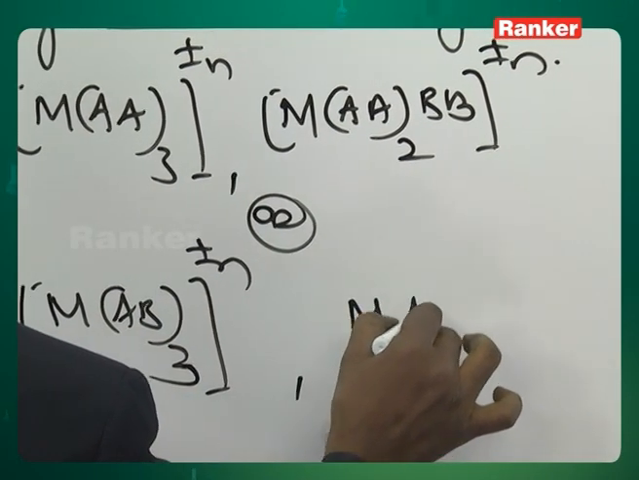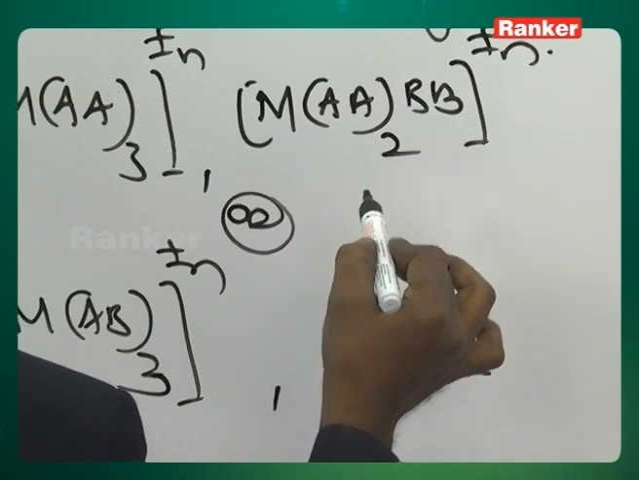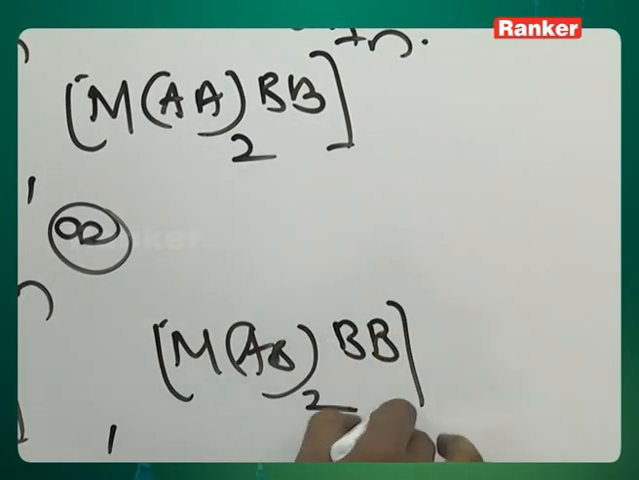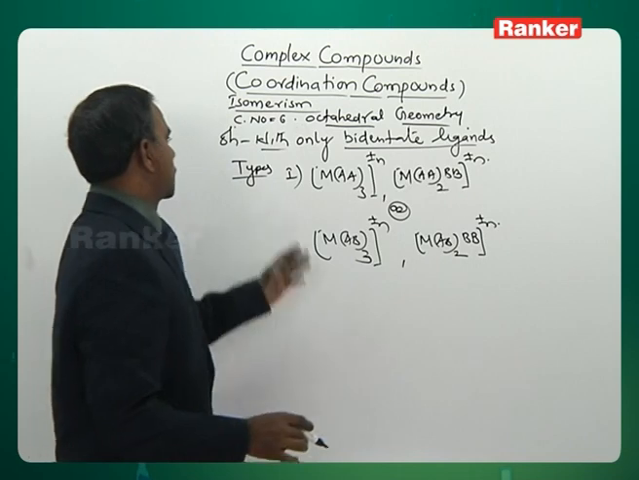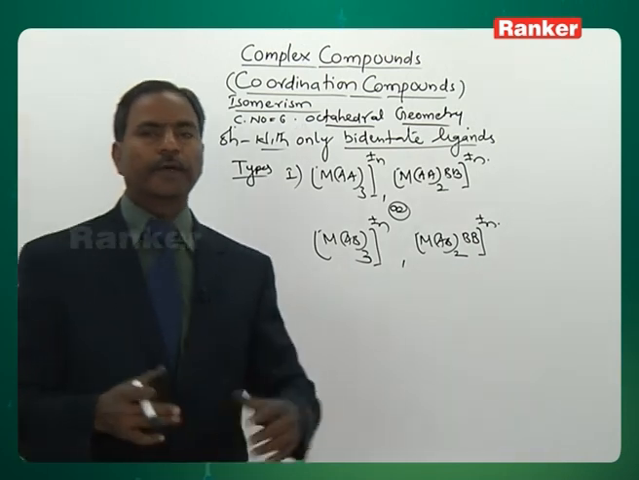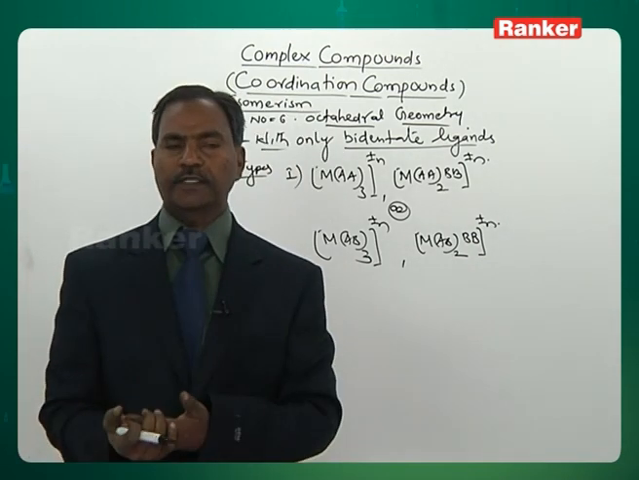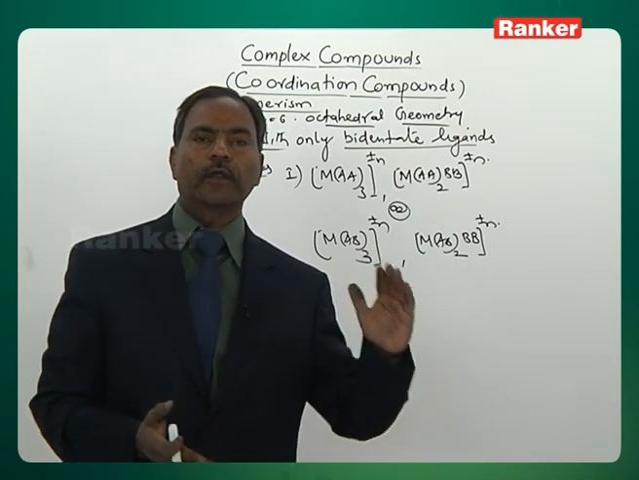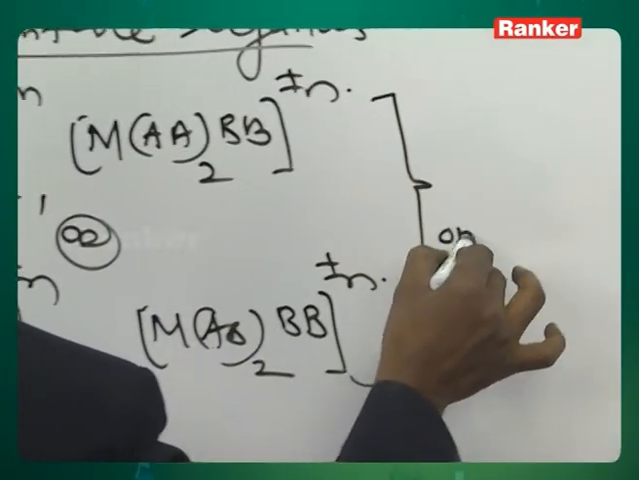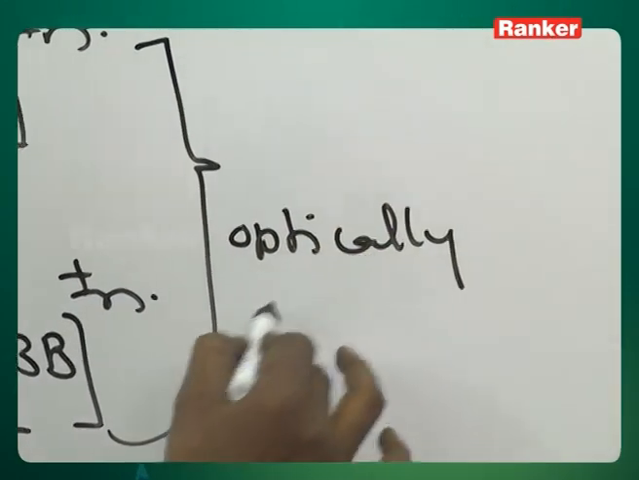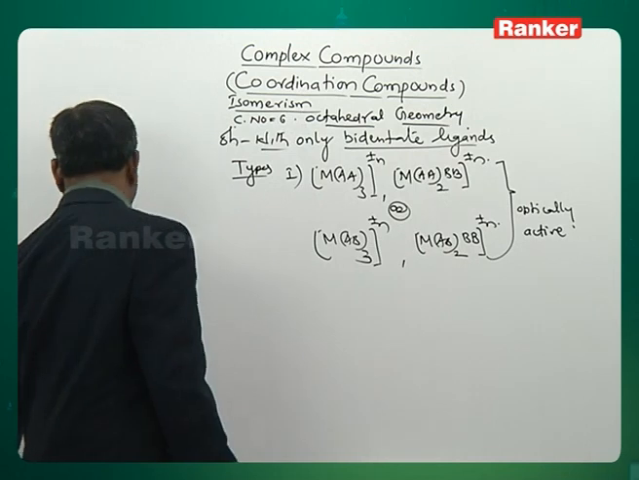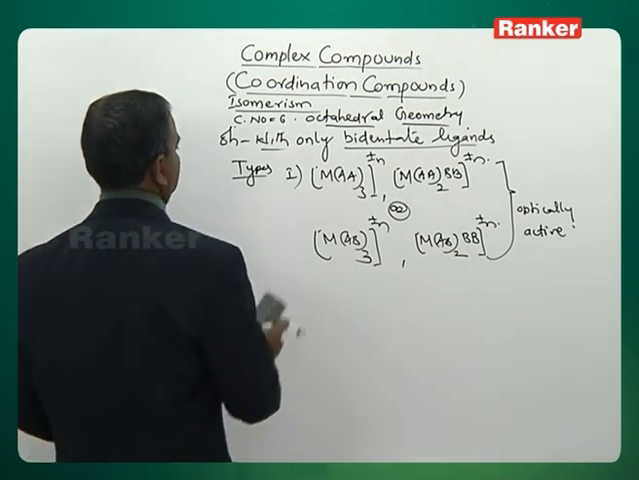Next, MAB taken twice, BB. So, octahedral geometry with only bidentate ligands, there may be all same type of bidentates or all different types of bidentates. Two different types of bidentates or all are identical bidentates. All are found to be optically active. All are optically active. Let us take this particular first one, MAA taken thrice.